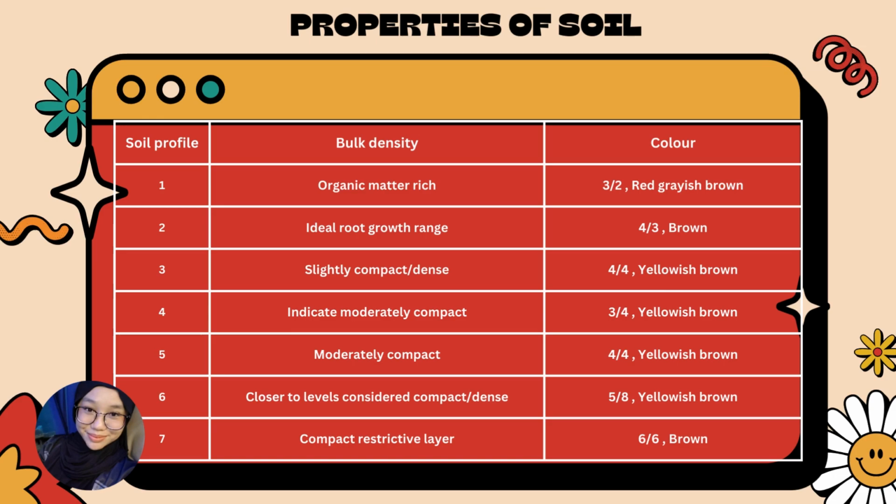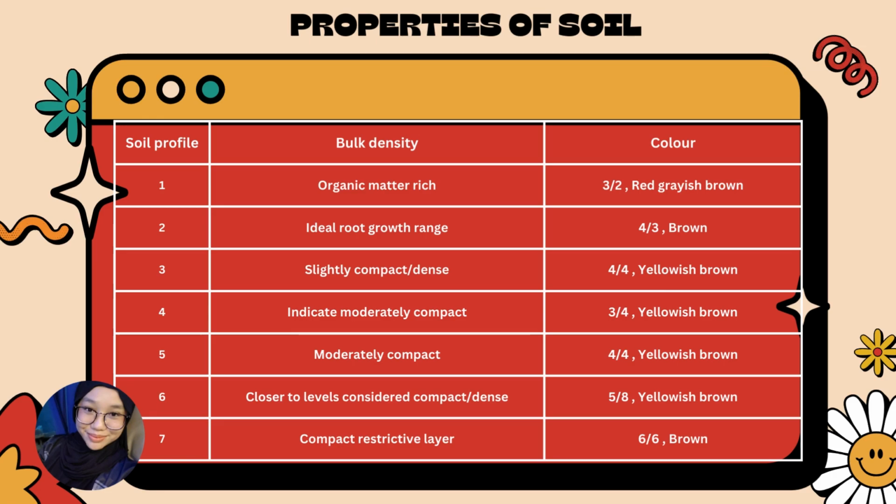Next, let's look at the bulk density that we obtained, where soil profile 1 is organic matter rich, then profile 2 is ideal root crop range, soil profile 3 is slightly compact or dense, 4 is moderately compact, 5 is moderately compact, 6 is closer to levels that are considered compact or dense, and soil profile 7 is a compact restrictive layer. Then next, look at the color part that our group obtained. The color for soil profile 1 is 3/2 with grayish brown.